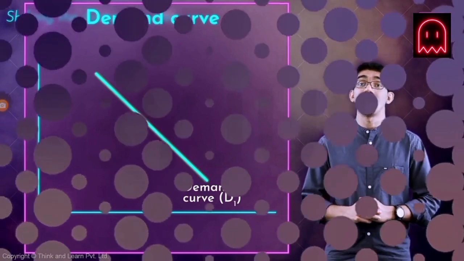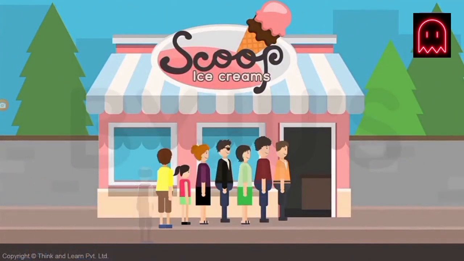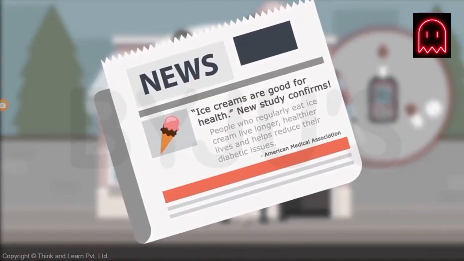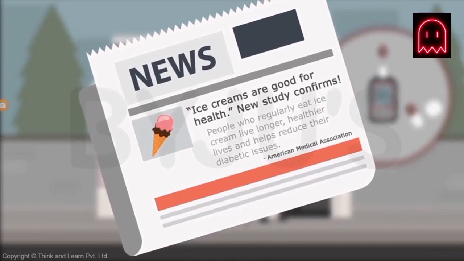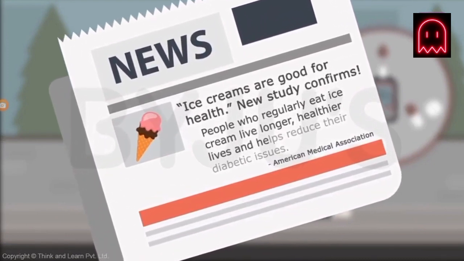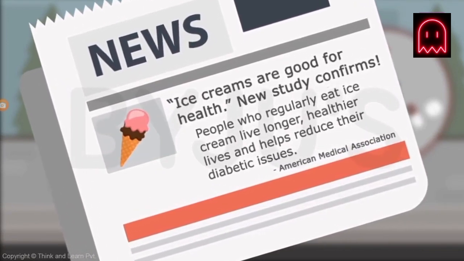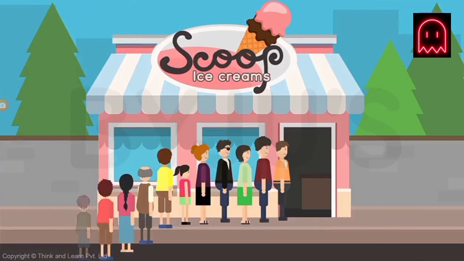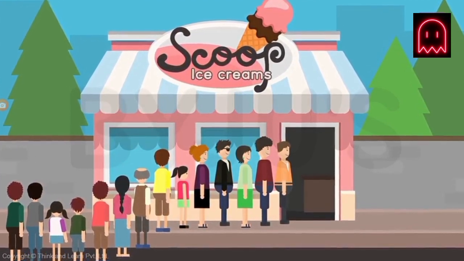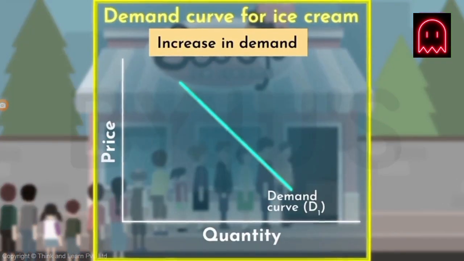Let's imagine that in a market, the demand for ice creams had come down after people became more unhealthy and diabetic. But then, suppose the American Medical Association discovered that people who regularly eat ice cream live longer, healthier lives and actually helps reduce their diabetic issues. This game-changing discovery would raise the demand for ice creams, right? At any given price, buyers would now want to purchase a larger quantity of ice cream, and the demand curve for ice cream would shift outwards.